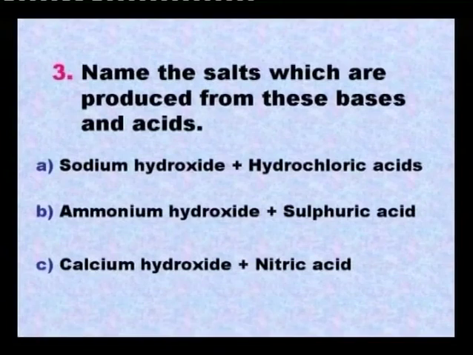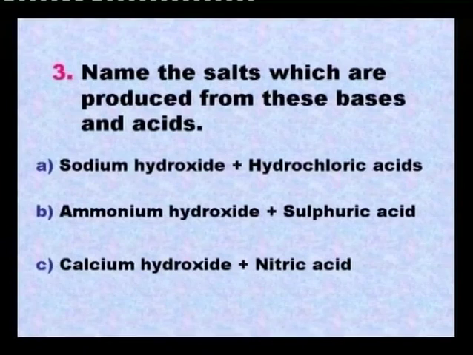The next question, you have to name the salts which are produced from these bases and acids. Now, there are different types of salts. One of those salts, we use it in our food. Besides that, there are many others. These 3 common acids and bases produce certain salts, so you should also observe in the video and try to see what you can get from the video.